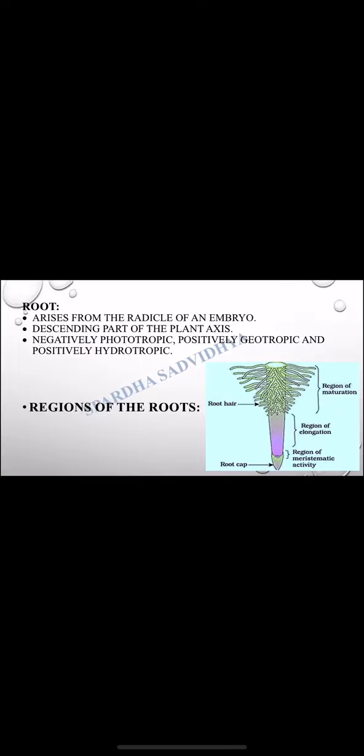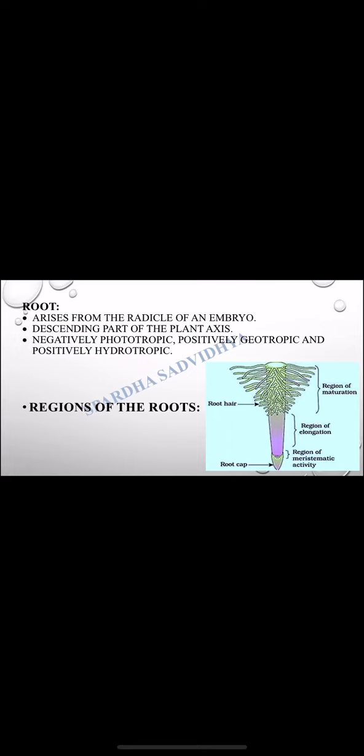So now we will study the root. The root arises from the radicle of an embryo, and the root is a descending part of the plant axis, meaning it grows downward. It is negatively phototropic, meaning it grows away from sunlight. Positively geotropic means growth towards the gravitational force, and positively hydrotropic means growth of the plant towards the higher relative humidity level.